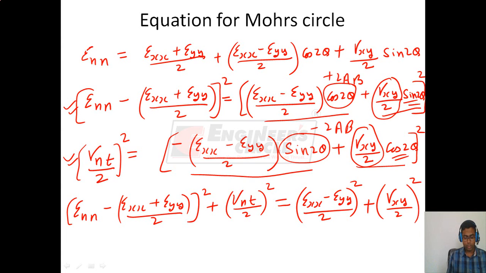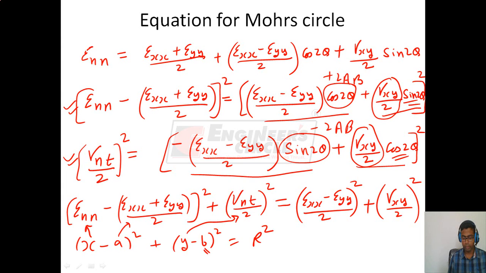So we get this equation. If we compare this equation with the equation of a circle, which is (x minus a) whole square plus (y minus b) whole square is equal to r square, we can say that instead of x we have epsilon nn, instead of y we have gamma nt/2, instead of a we have this term, and instead of b we have 0, and the radius is given by the under root of this entire term.